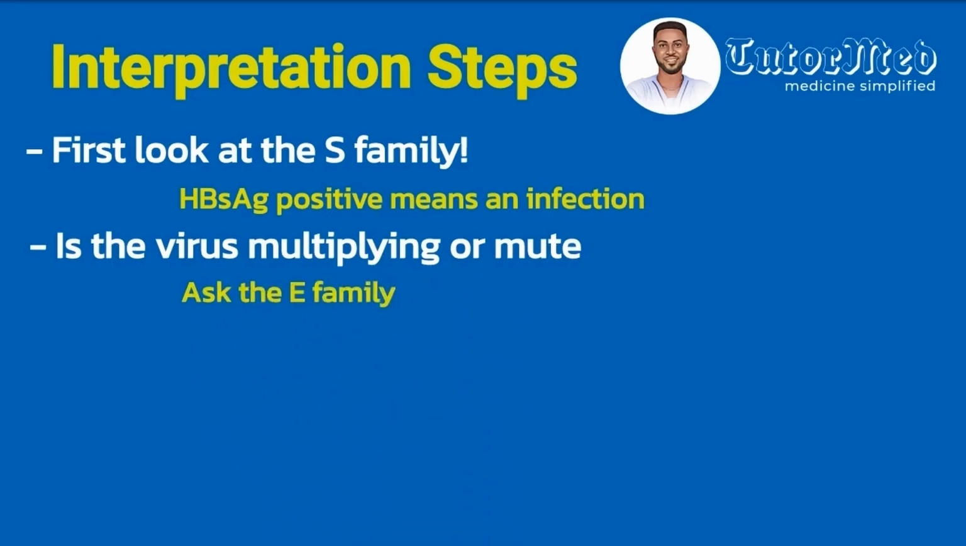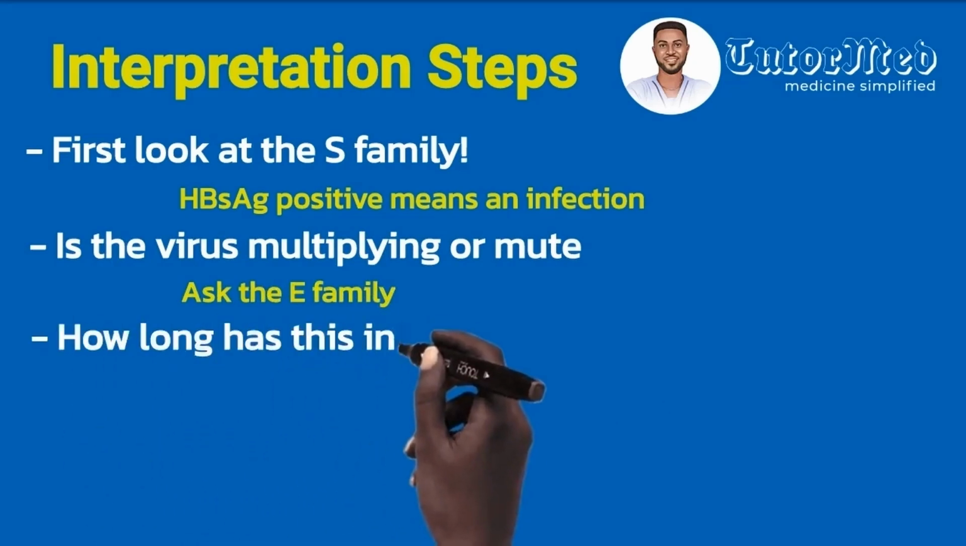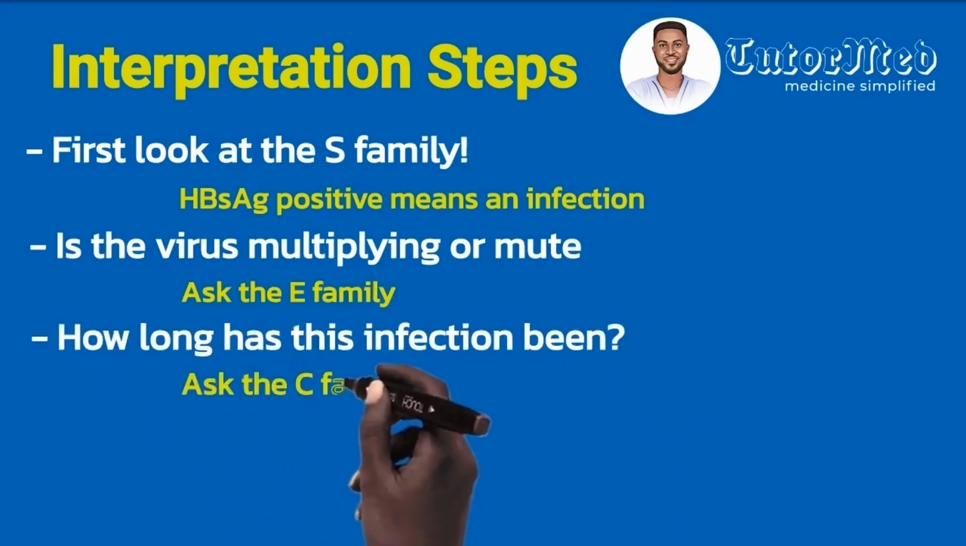Next, if there is an infection, how long has it been? You ask the C antibody. Depending on which antibody you see on the profile, it can tell you whether the patient has an acute infection or a chronic infection. We will look at this later.